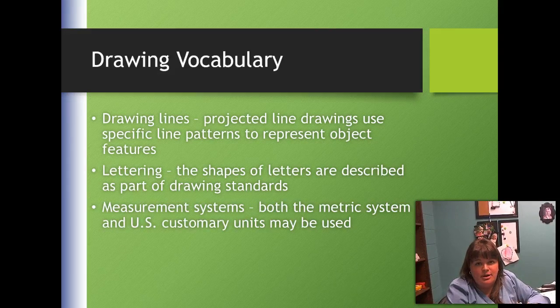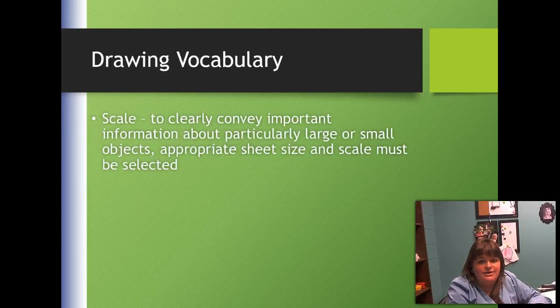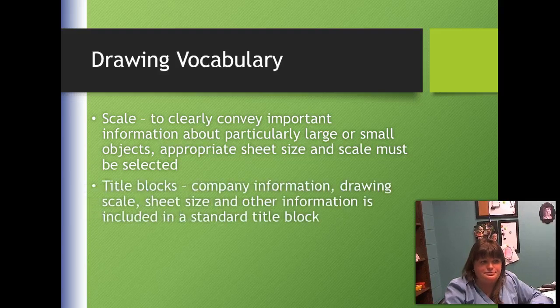Measurement systems, we're going to learn both about the metric and U.S. customary units and how those work on drawings. We're going to talk about scale. Scale is a way to clearly convey the size of those objects. We might draw the entire state of West Virginia on one sheet of paper, or we might just draw our house on a sheet of paper. How do we convey to somebody that difference in relationship of sizes?